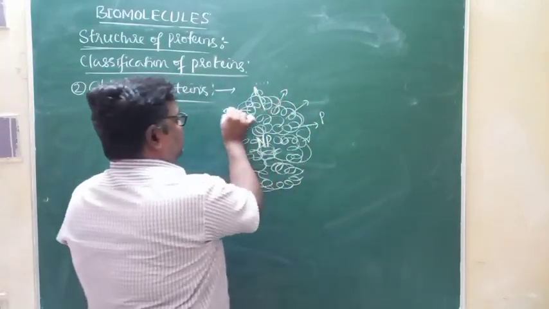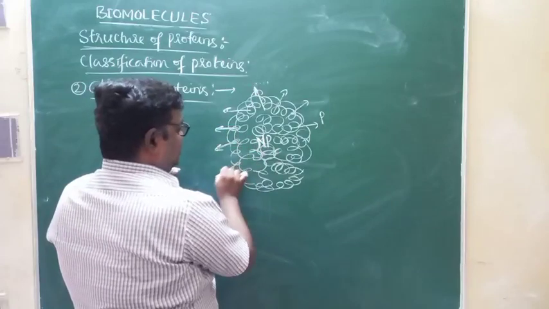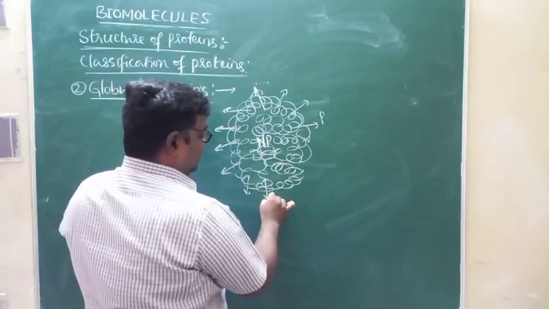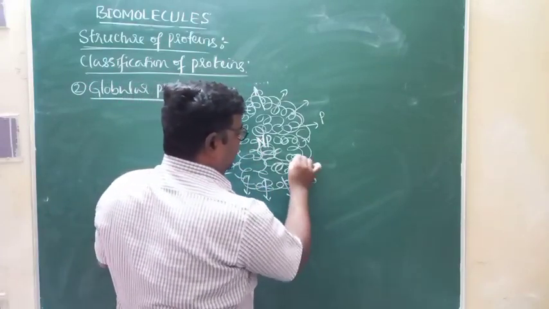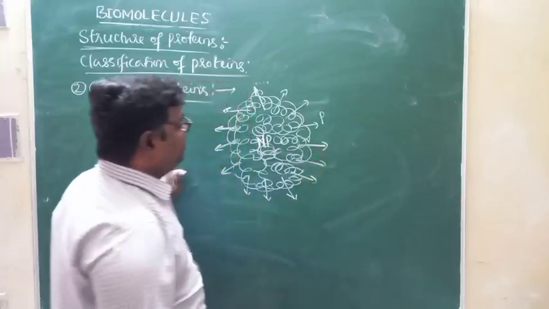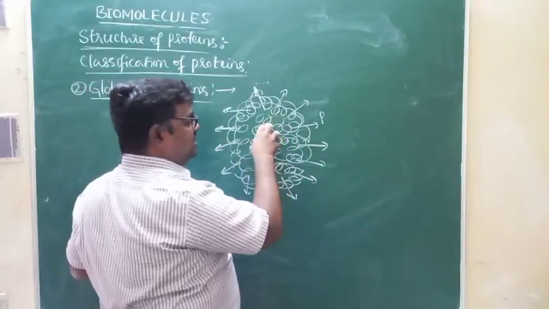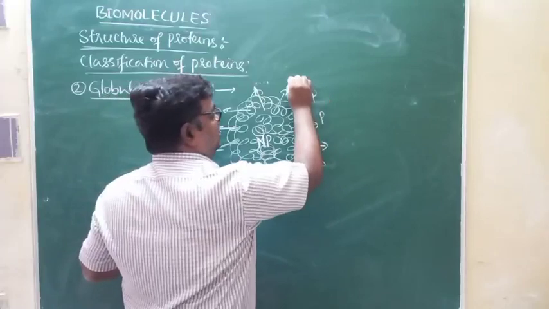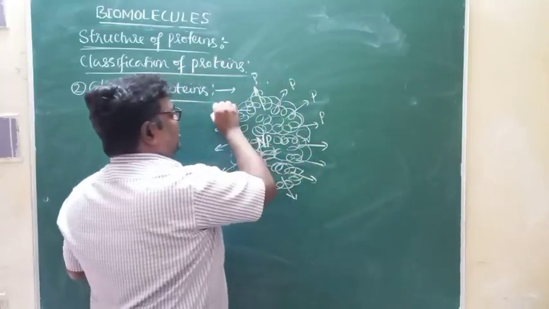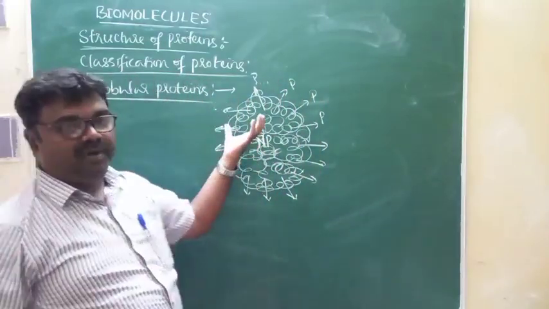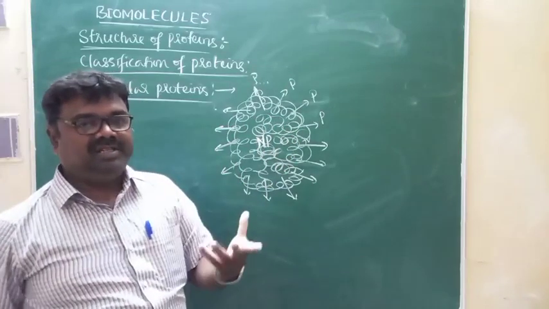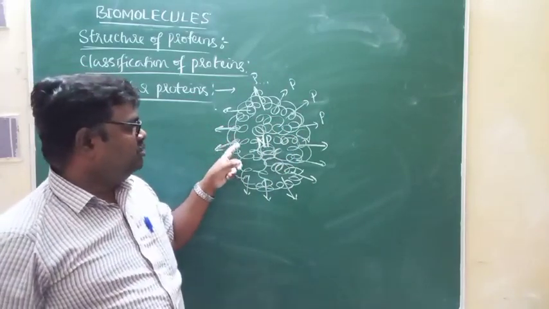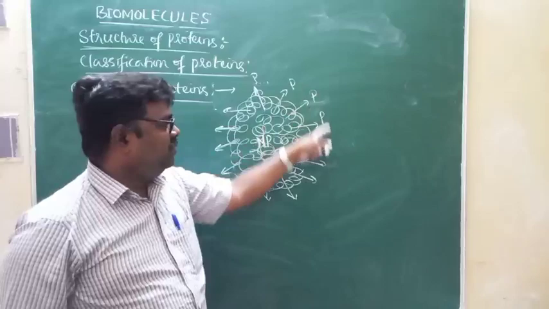These are the polar groups. Polar groups will be projected outside. During the folding of the polypeptide chains, non-polar groups are pushed inside, whereas polar groups will be pushed outside, because you cannot keep polar groups together as they undergo repulsion. That's why non-polar groups will be pushed inside and polar groups will be pushed outside.